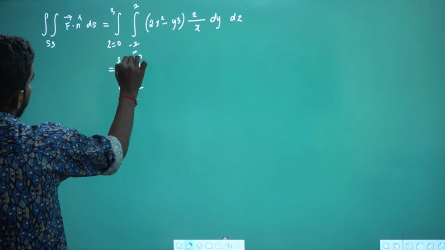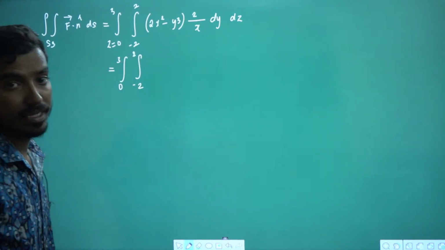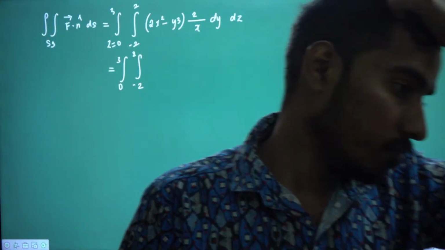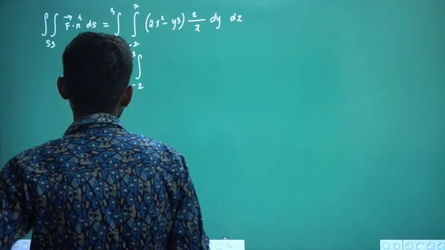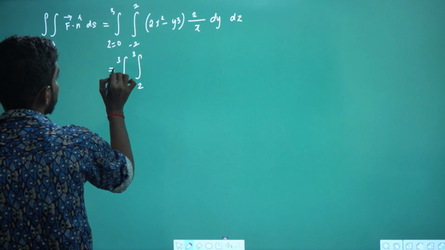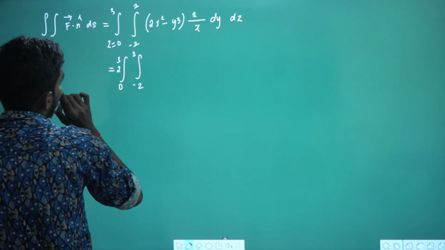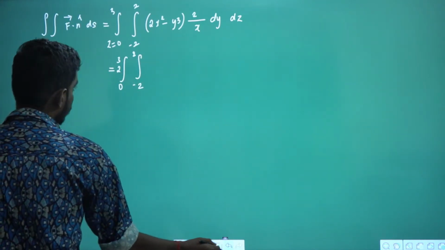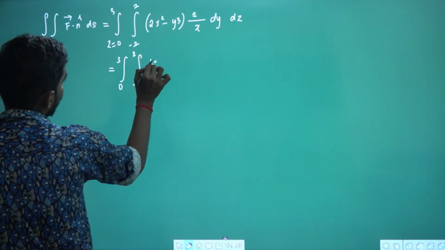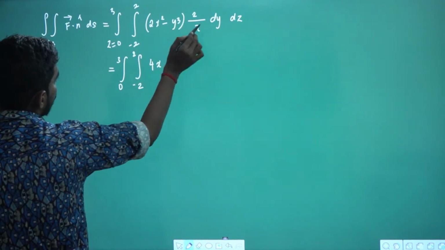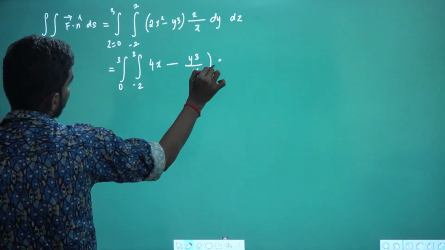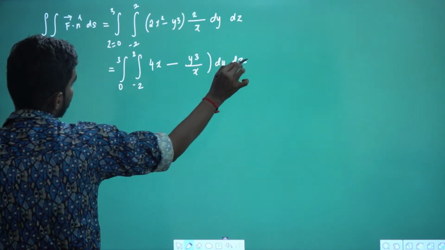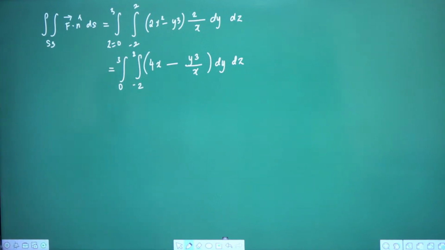See, you know the answer, right? You'll be getting 48 pi as your answer, because we know that the sum will be equal to 84 pi. So this has to be 48 pi. If you multiply this, let's take this 2 outside, so there will be 4x minus y cube by x dy dz.